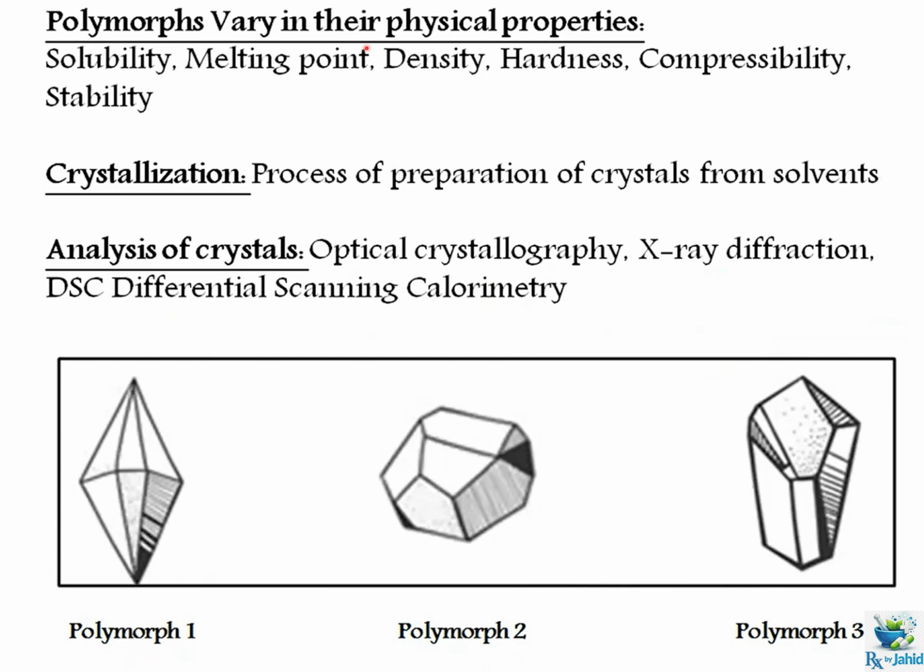Polymorphs vary in their physical properties like solubility, melting point, density, hardness, compressibility, and stability. Crystallization is the process of preparation of crystals from a solvent. Analysis of crystals can be done by optical crystallography, X-ray diffraction, and differential scanning calorimetry, DSC.